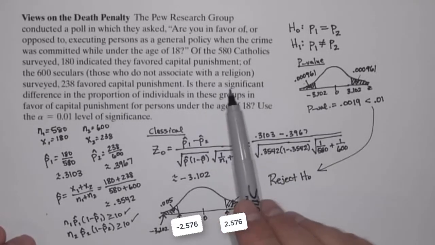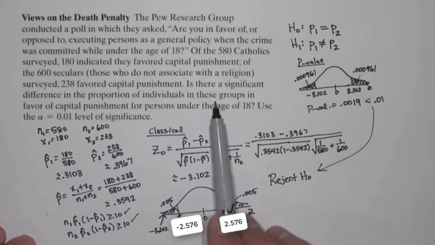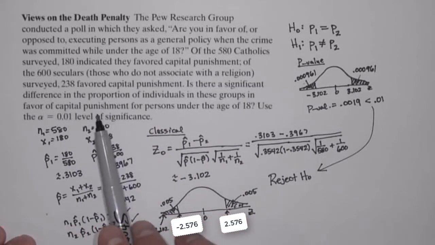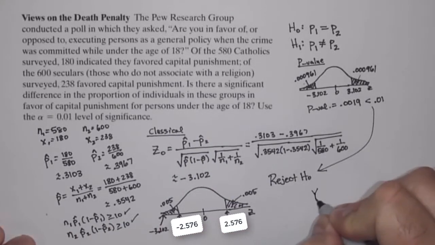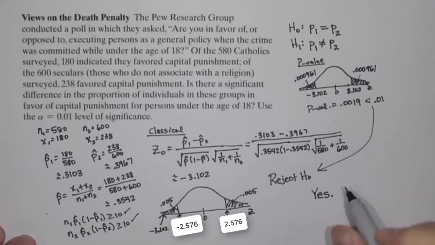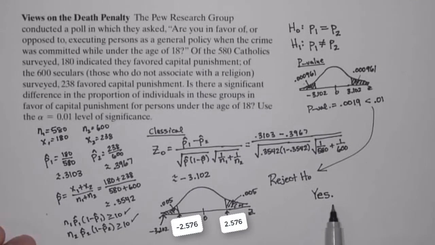So the question was, is there a significant difference in the proportion of individuals in these groups in favor of capital punishment for persons under the age of 18? And the answer to that question is yes. There is a significant difference. The proportion of Catholics who are in favor of capital punishment differs from the proportion of seculars who are in favor of capital punishment for persons under the age of 18. So there is a significant difference. The results of our samples were statistically significant.